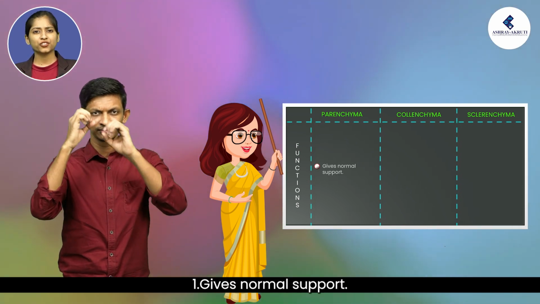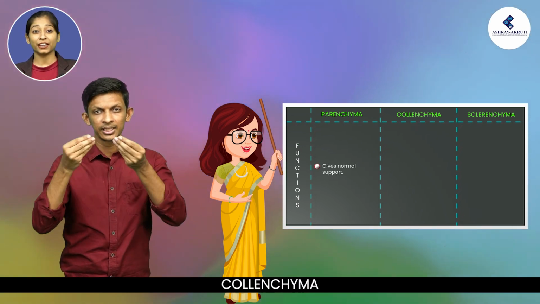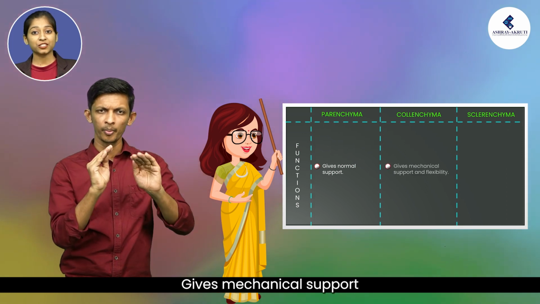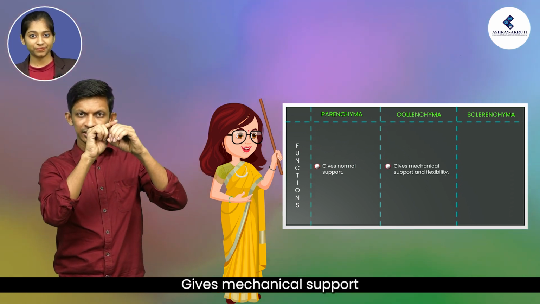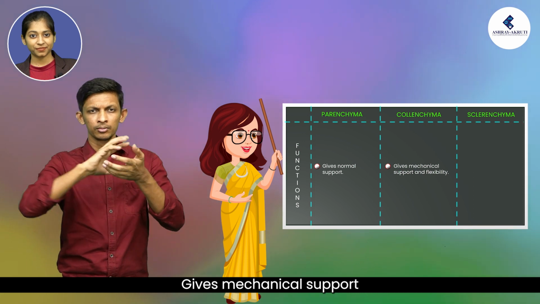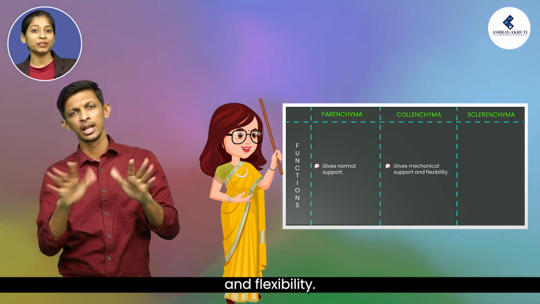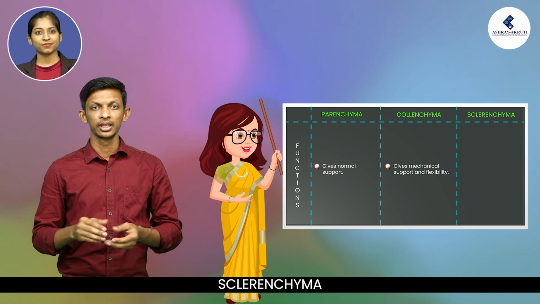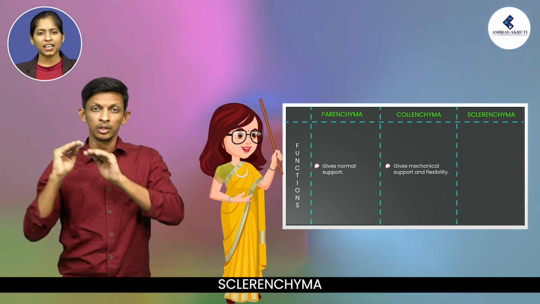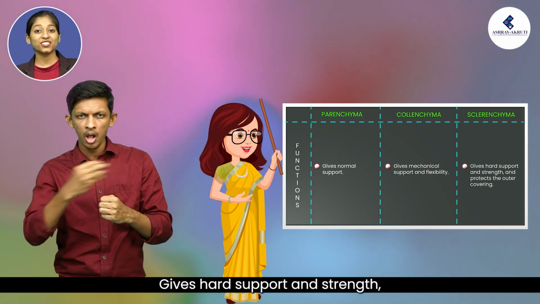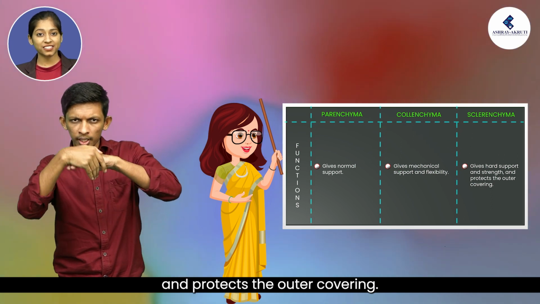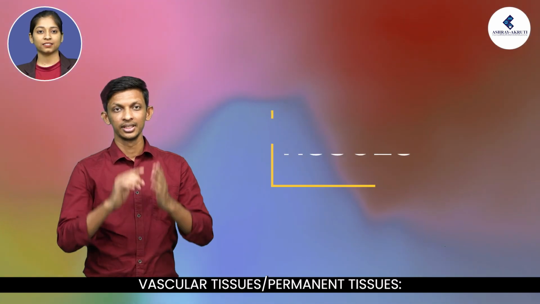Function: parenchyma gives normal support. Collenchyma gives mechanical support and flexibility. Sclerenchyma gives hard support and strength and protects the outer covering.